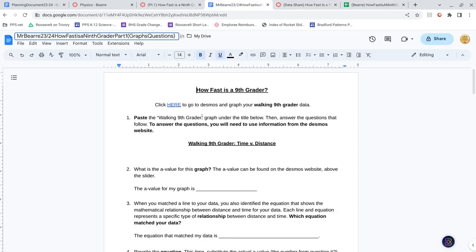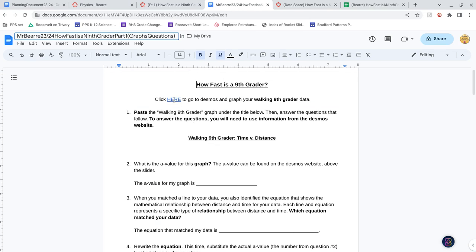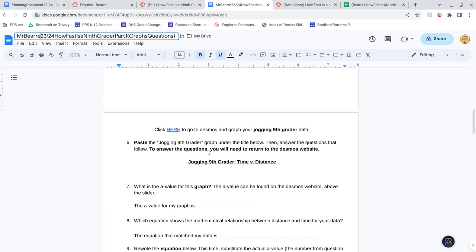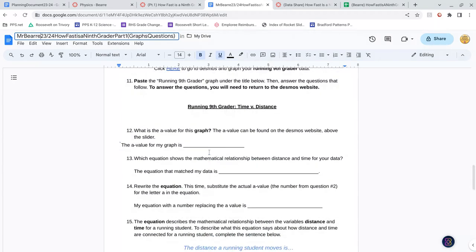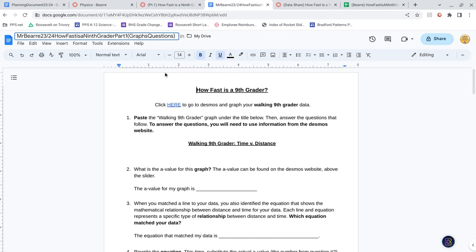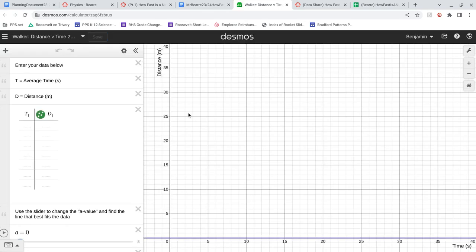Here's your document. I don't want you to go and log into Desmos, like type in desmos.com. What I want you to do is use this link, and you're going to have a link for walking. If you scroll down to page 2, you're going to have a link for jogging, and a link for running as well here. But we're going to do the walking graph together. So click here to go to your Desmos graph, and I'm going to show you how to get all those answers for your first graph, and then you're going to know the process for the other ones.